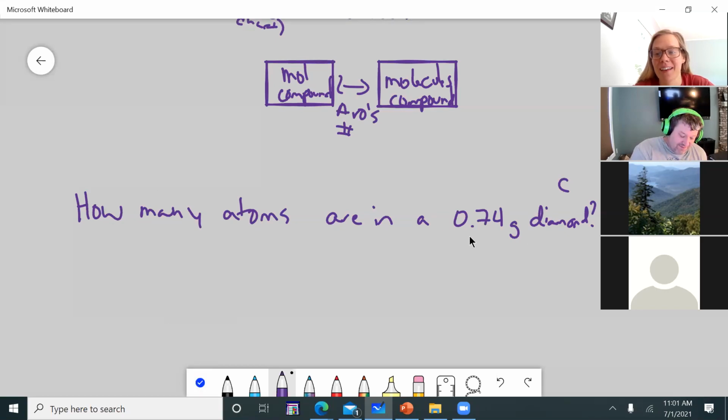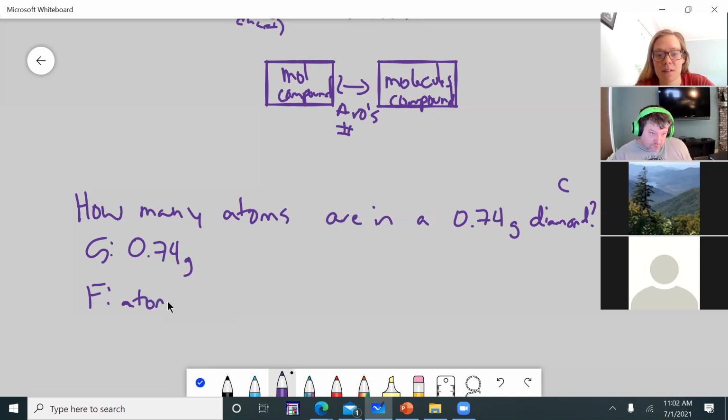But anyway, okay, do the calculation. I'll get you started. You're going from grams. Given is 0.74 grams. You're trying to find atoms. I'll give you 5 minutes for that.